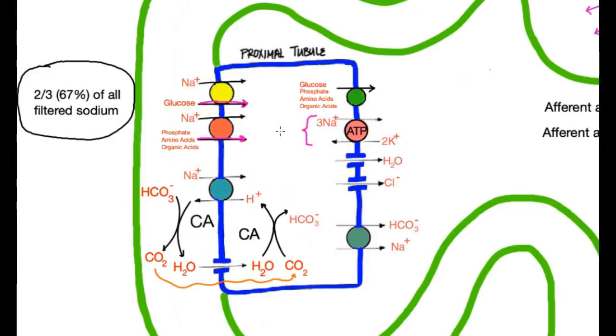This will make sure that sodium concentrations are very low inside the cell. That way there's always a sodium gradient that will favor sodium movement from the tubular lumen, where sodium is high, right? It's close to plasma at this stage, to very low. So high sodium here, low sodium here, and this will facilitate the movement of sodium. And if we have a specialized cotransporter, it will pull the other thing with it: glucose, phosphate, amino acids, and organic acids.